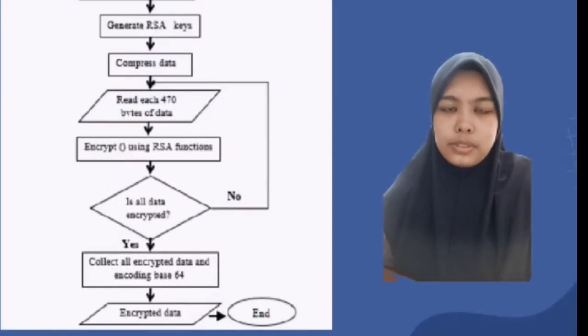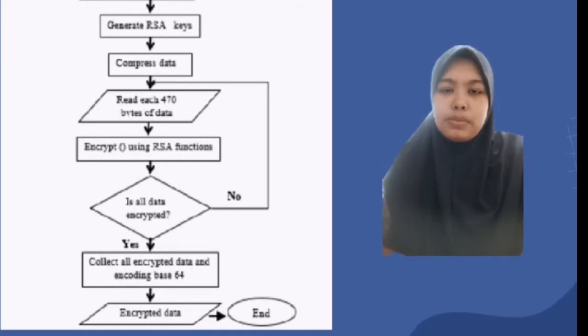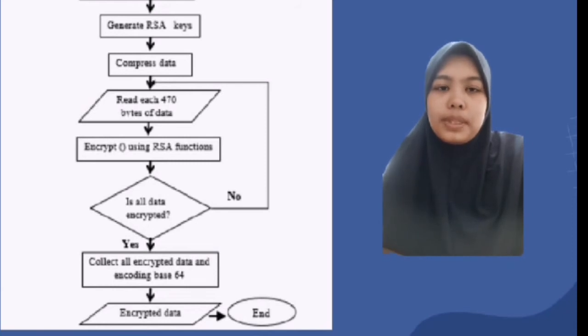Let me show you the encryption process of RSA in a flowchart. Firstly, read the plaintext, then generate RSA keys, compress the data, and read each 470 bytes of data. The encryption is done using RSA functions. After that, we check whether all data is encrypted. If no, then the loop executes again. If yes, collect all encrypted data and encode in Base64. And finally, all data is encrypted.